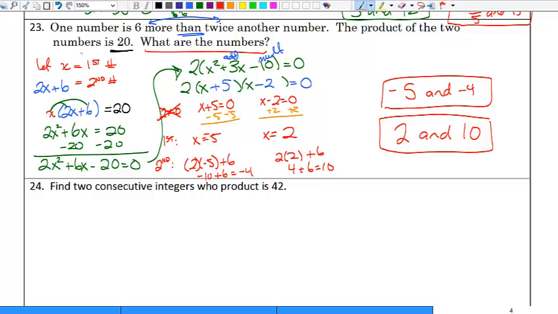So if I want to check this, I can plug in my values. If I have negative 5, twice that number, negative 5, is going to be negative 10. More 6 is negative 4. Do these two numbers multiply to positive 20? Yeah, negative 5 times negative 4 is positive 20. Notice I checked my answer just by reading the sentences and making sure that it all made sense. One number is 6 more than twice the other. 2 times 2 is 4, more 6 is 10. Yep, that works. And if I take 2 times 10, is that 20? Yep, that works. So again, I checked my work just by reading the sentences and making sure that everything made sense with my two answers.